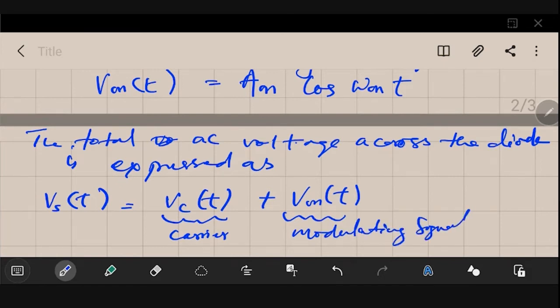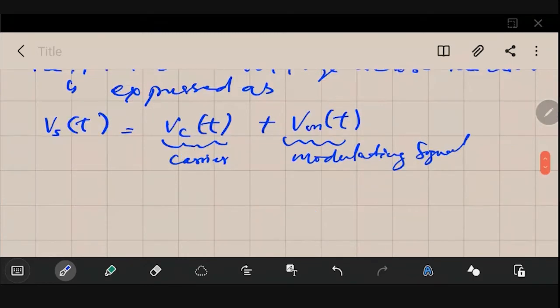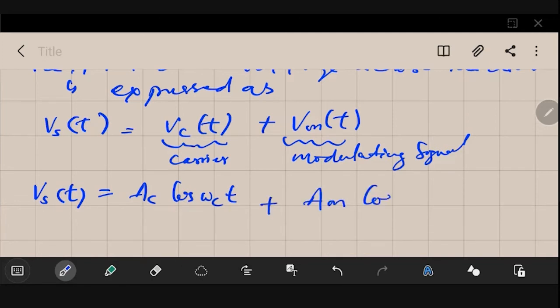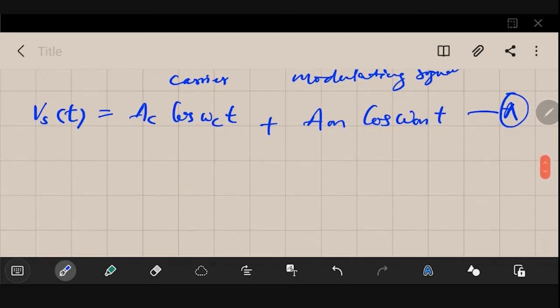If we put the values of Vc of t and Vm of t here, we can write this equation as Vs of t equals Ac cos omega ct plus Am cos omega mt. Let it be equation number A. So this is the voltage that is applied across the diode.